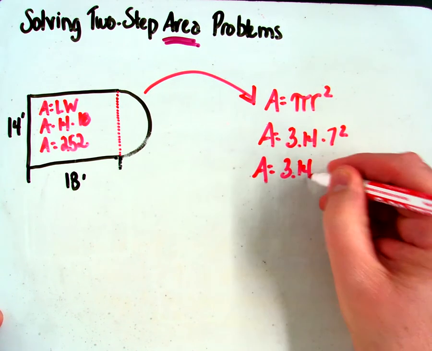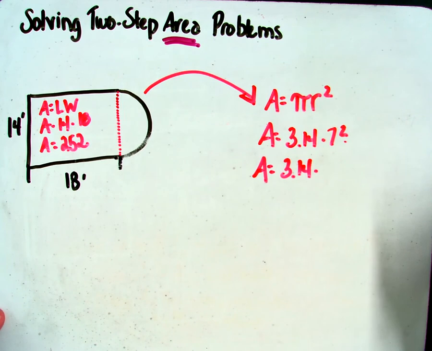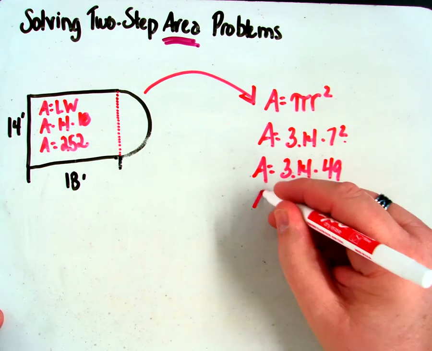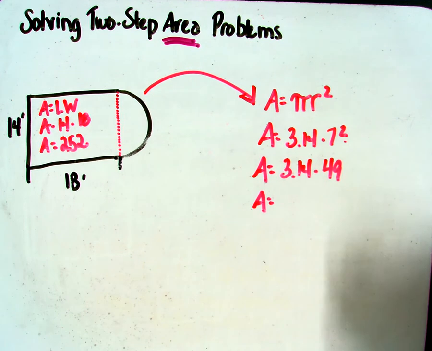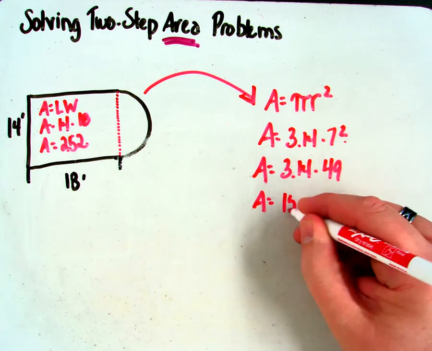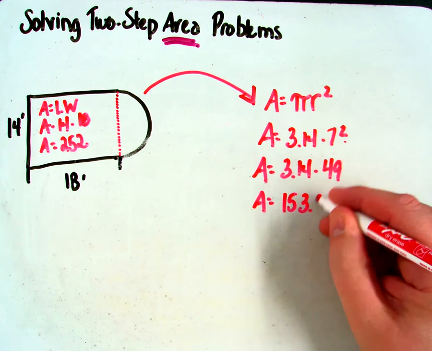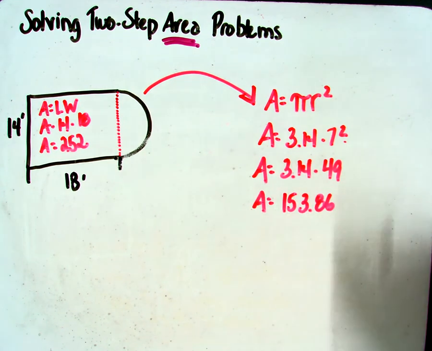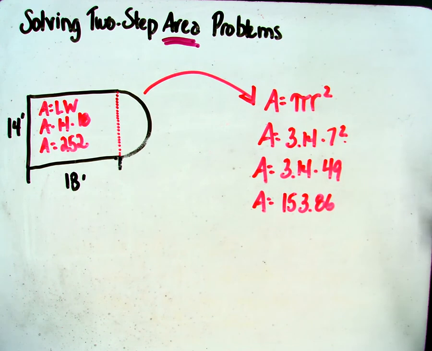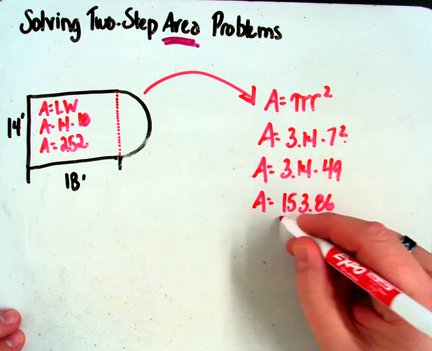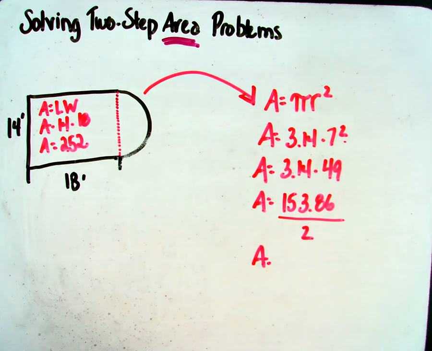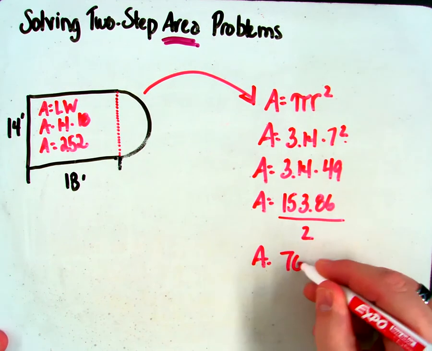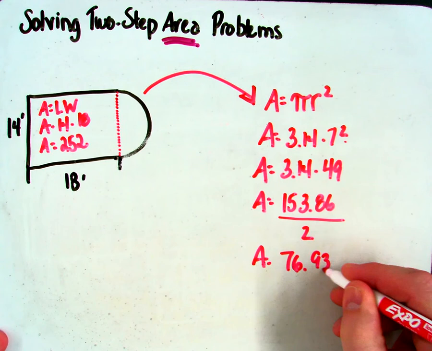And what is 7 squared? It is 49. And what is 3.14 times 49? It is 153.86. But now that's for the entire circle. Now what are we going to do to compute half of a circle? Well, we're going to divide it by 2. And when we do divide by 2, we're going to get 76.93.